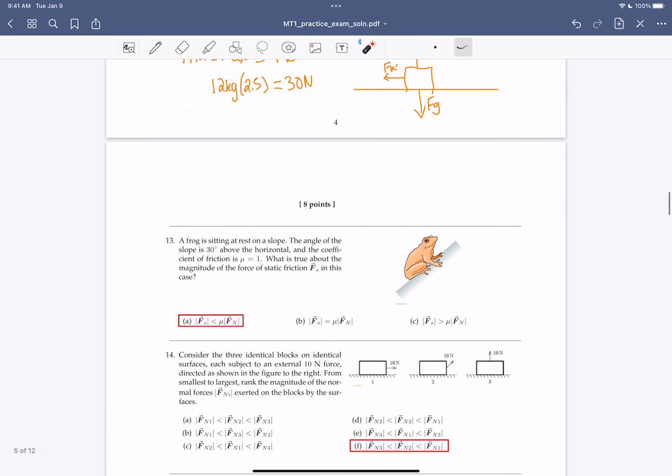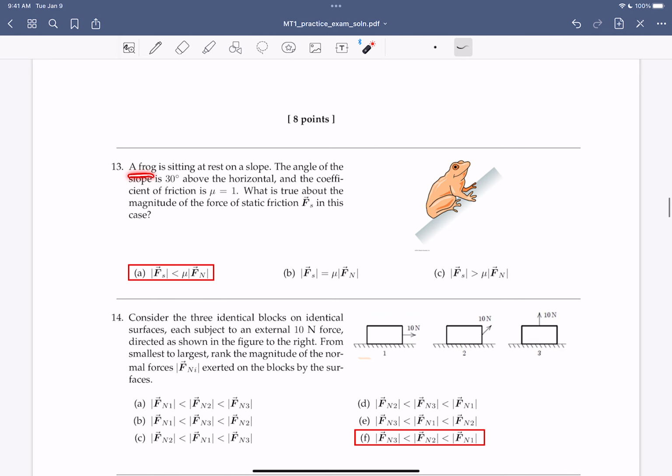Then we had 13, which is very, very quick. It says a frog is sitting at rest on a slope. The angle of the slope is 30 degrees above the horizontal. The coefficient of friction is mu equals 1. What is true about the magnitude of the force of static friction?